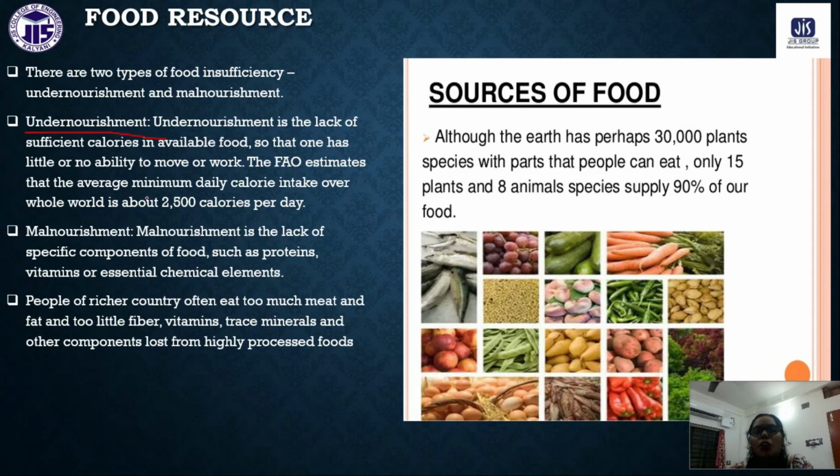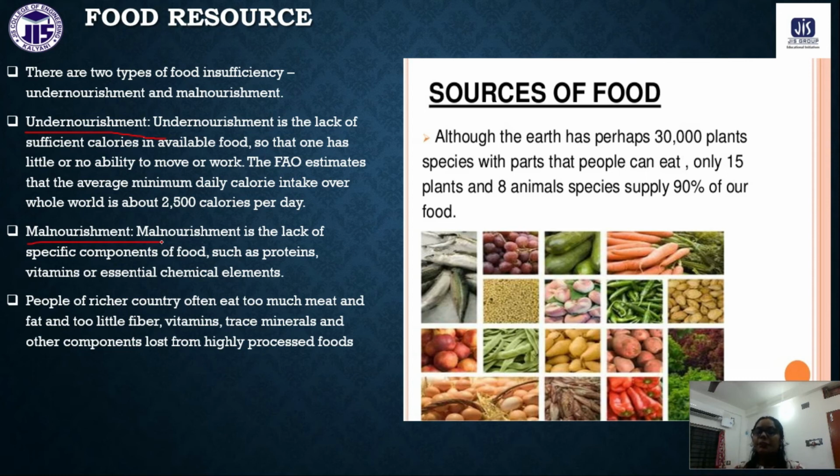Now we have two important topics, undernourishment and malnourishment. From this portion, you can have questions like: what do you mean by undernourishment? What do you mean by malnourishment? Undernourishment means the body cannot get the required amount of food to generate the energy. That is called undernourishment.